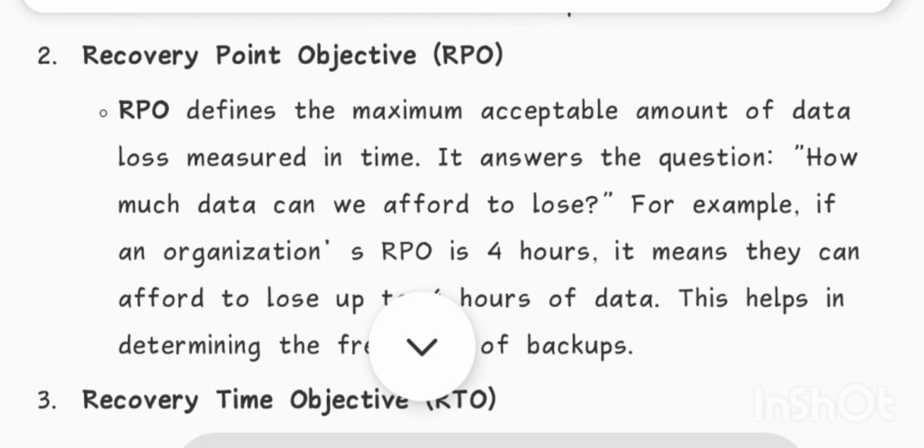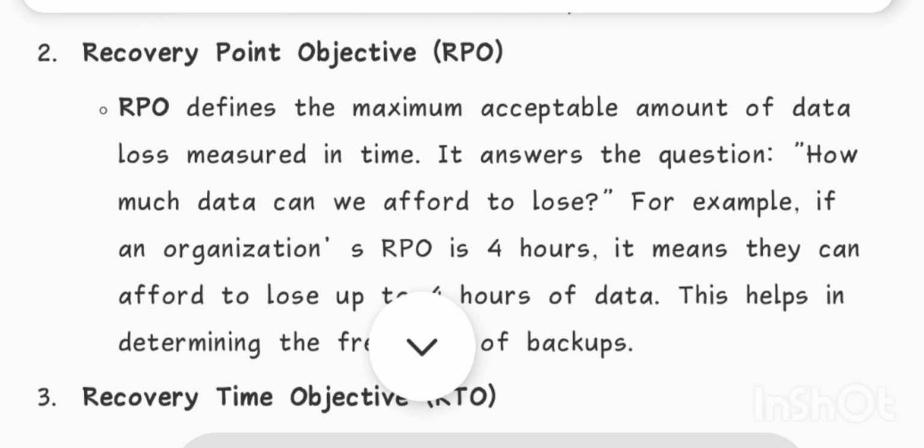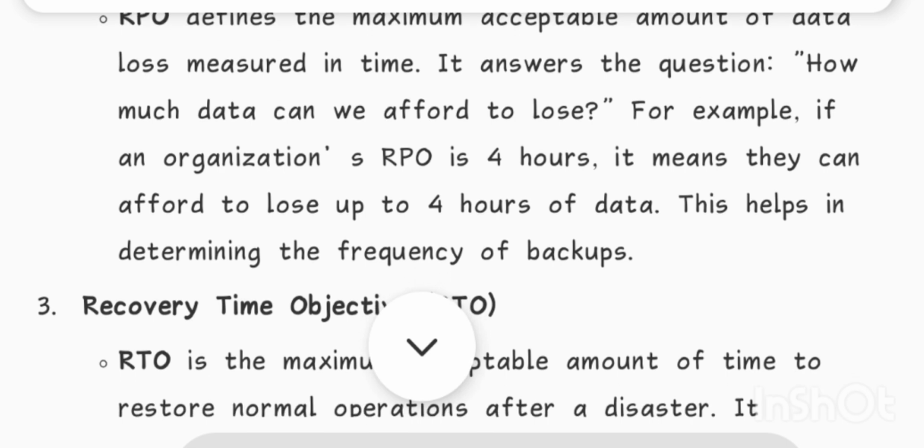Number 2, Recovery Point Objective, RPO. RPO defines the maximum acceptable amount of data loss measured in time. It answers the question, how much data can we afford to lose? For example, if an organization's RPO is 4 hours, it means they can afford to lose up to 4 hours of data. This helps in determining the frequency of backups.